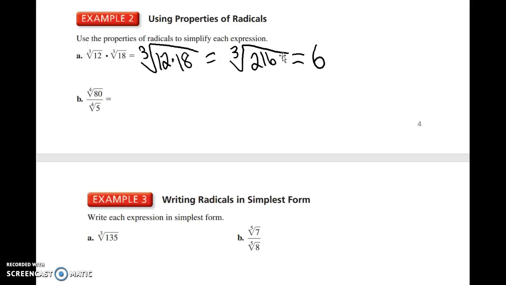Looking at part B, we can see the fourth root of 80 over the fourth root of 5 is going to be the fourth root of 80 divided by 5. And what's that? 80 divided by 5. That's the fourth root of 16. And we know this equals 2, because 2 to the fourth power is 16. So take a look at example 3 on the next page.